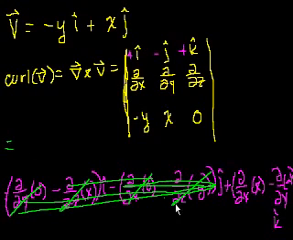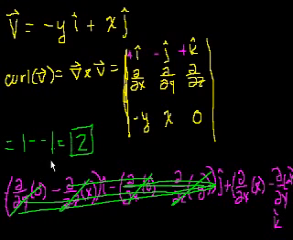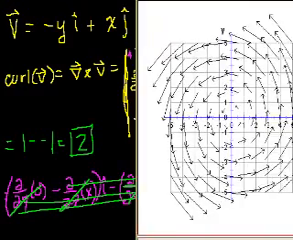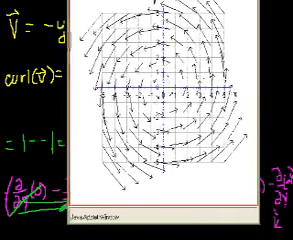So this is equal to the partial derivative of x with respect to x. Well, that's just 1. Minus the partial derivative of minus y with respect to y. Well, that's just minus 1. So it equals 2. So the curl at any point of this vector field is 2. Let's see what this vector field looks like, and let's see if our intuition holds in this example.